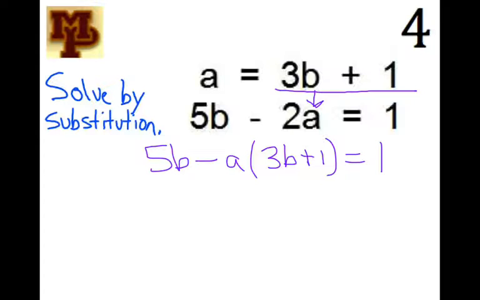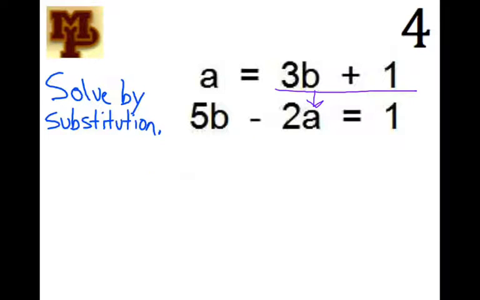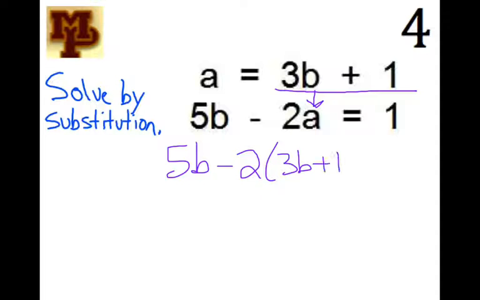Just kidding. Let me back that up. So I'm going to plug this in for the a, so let me write that one again. So it's going to be 5b minus 2, and instead of the a, we're going to put 3b plus 1 equals 1. Now you'll notice in this equation we only have b's, so we're going to need to distribute this.